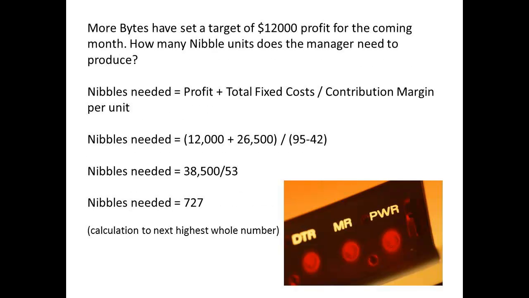We can use the information to perform a calculation such as determining the number of units needed to produce a profit target. Suppose Morebytes have set a target of $12,000 for profit. How many units will this represent? The nibbles needed will be determined by profit plus total of fixed costs divided by the contribution margin per unit. The contribution margin per unit is $95 less $42, giving $53. So we can determine that we need to sell 727 nibbles to reach this profit target.